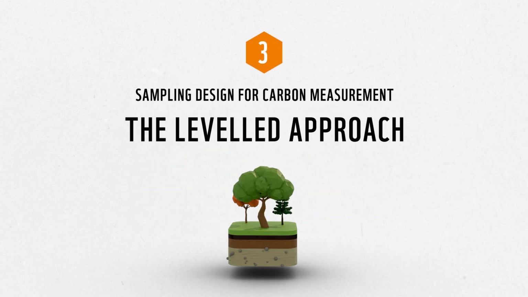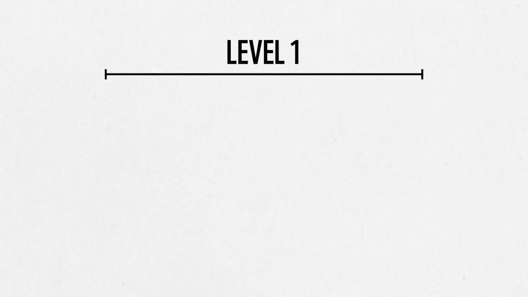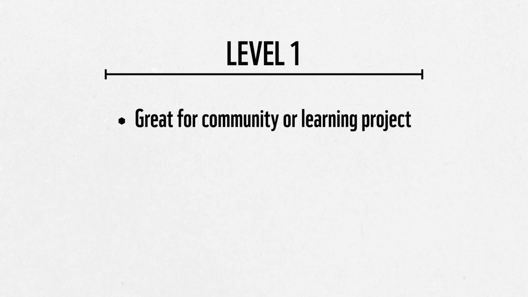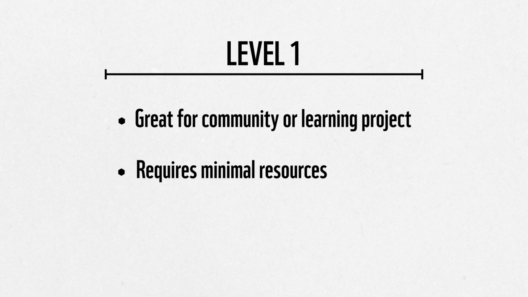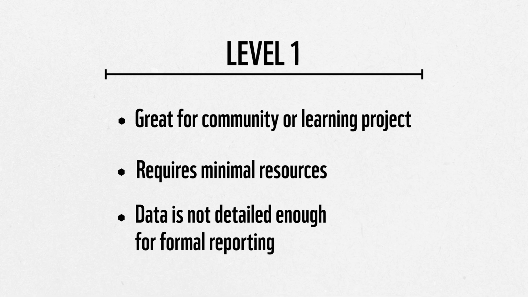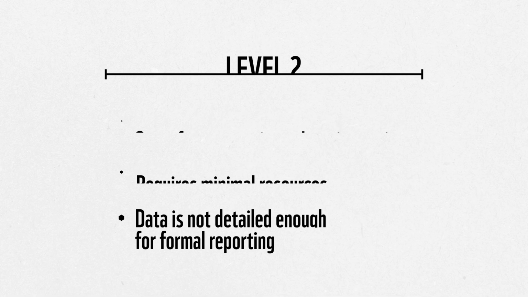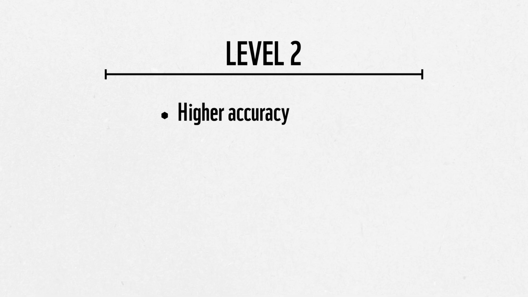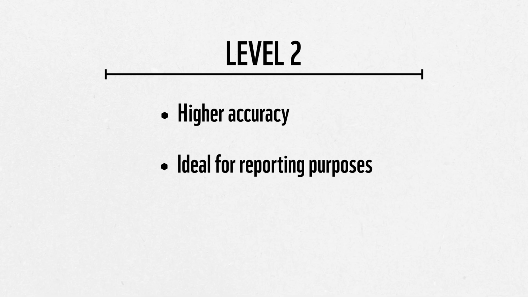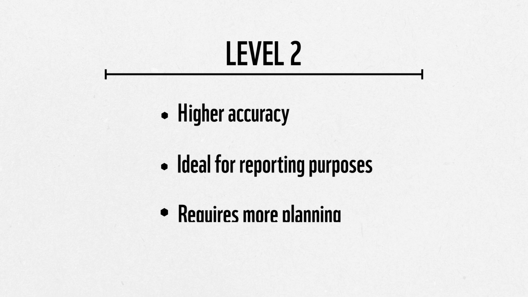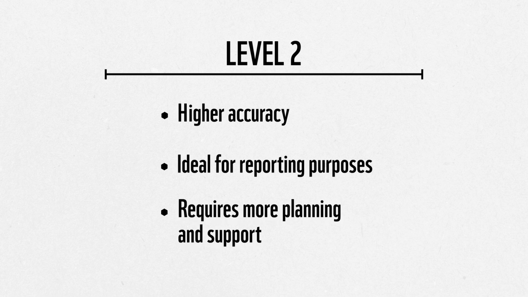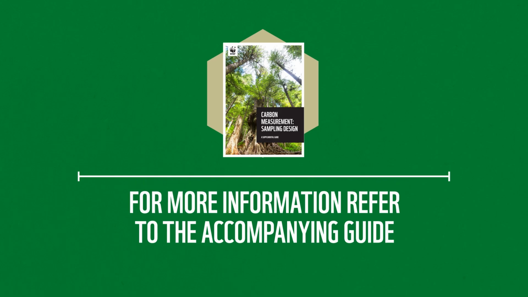Depending on your goals and resources, your project will follow either a Level 1 or Level 2 approach. Level 1 is simpler. It's great for small community projects or when time and resources are tight. The data is helpful but not detailed enough for formal reporting. Level 2 is more advanced. It gives you higher accuracy and is often used when you need to report to funders or participate in a carbon crediting program. It requires more planning and capacity. Refer to the guide Carbon Measurement Sampling Design for details.